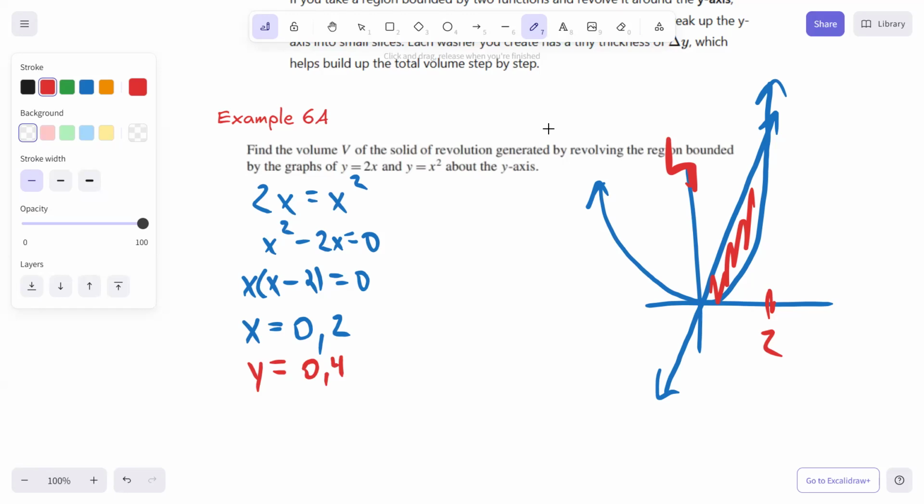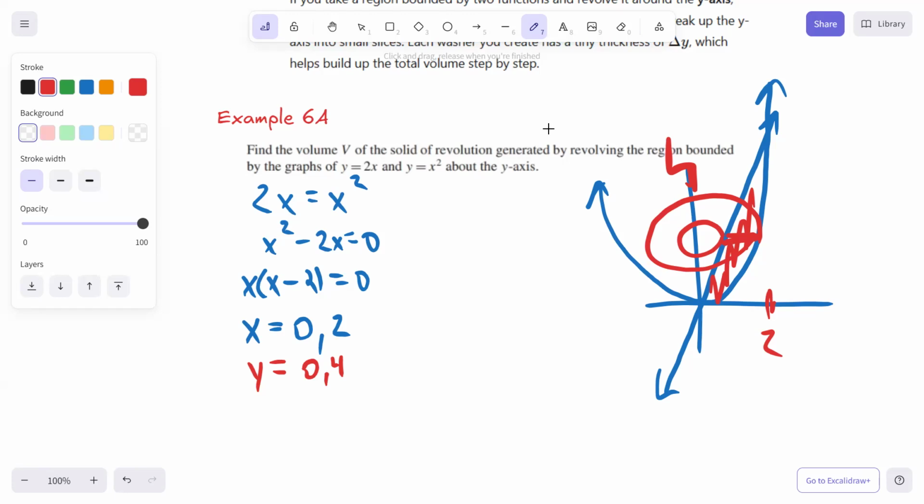We have to be careful here because we're revolving about the y-axis, so our horizontal strip is what we need, and we rotate that around, and you can see the washer forming there. Now, instead of the top and bottom boundary, you have a right and left boundary. The big R, the outer radius, is usually to the right, and the little r, the inner radius, is going to be the boundary on the left.